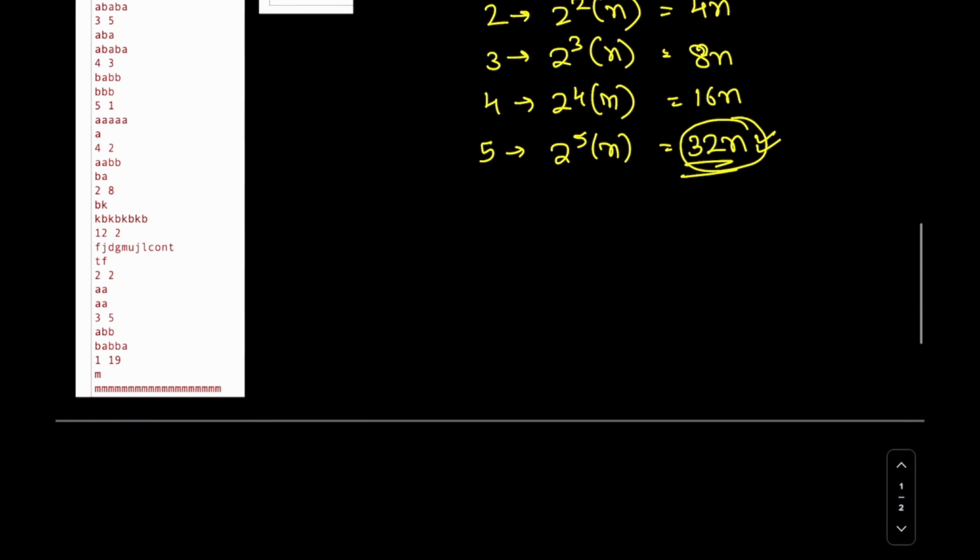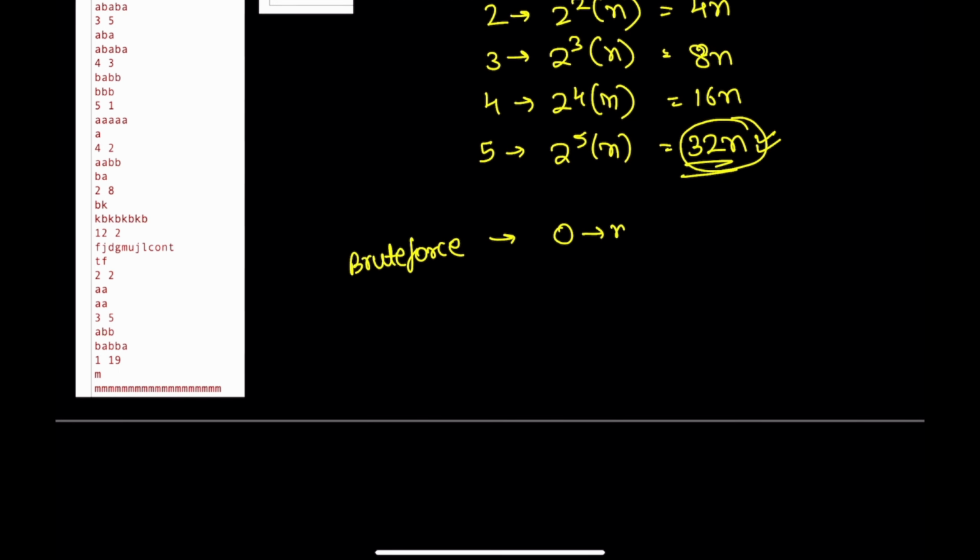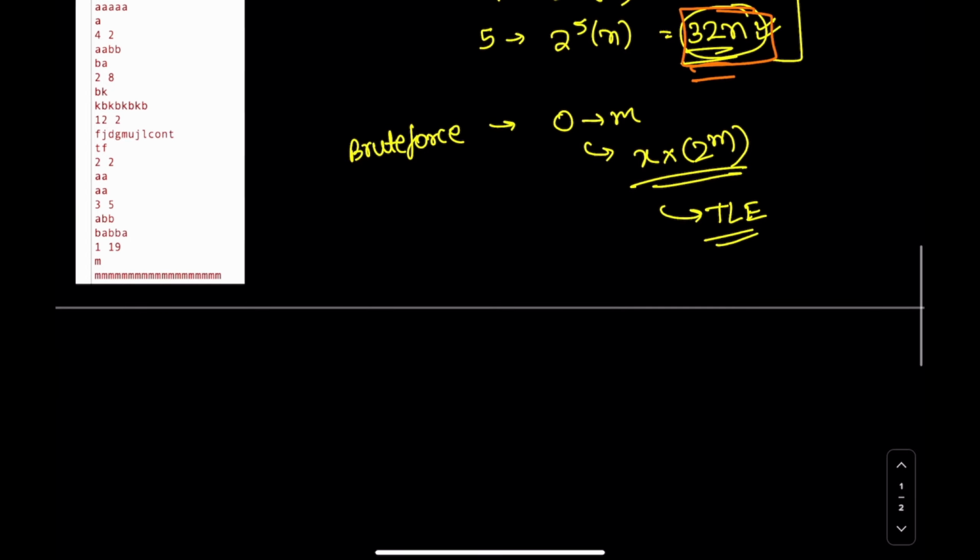So the brute force for this problem would be that we just iterate up to m and keep appending to the x string. The maximum length would be n times 2 power m. But this will give us a TLE because of all the operations involved. So on this thought, we can perform at most 5 operations and that we can get our answer.